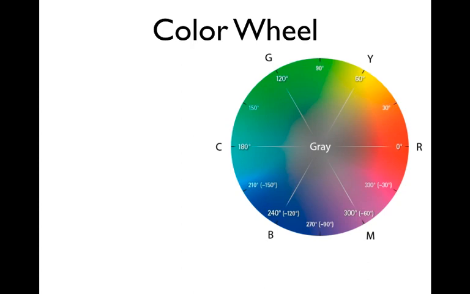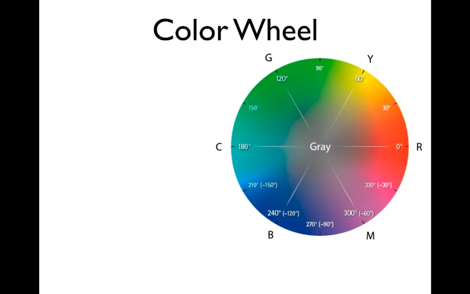Then in between these two is where you have your secondary colors in an RGB world. When you mix red and green together, you get yellow. When you mix green and blue together, you get cyan. And when you mix blue and red together, you get magenta. The secondary colors are the complementary colors of the primaries. So the opposite of red is what? Cyan. The opposite of green is what? And the opposite of yellow is what? And the opposite of blue is what?